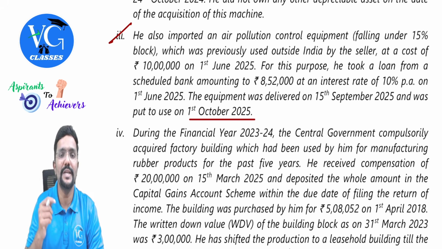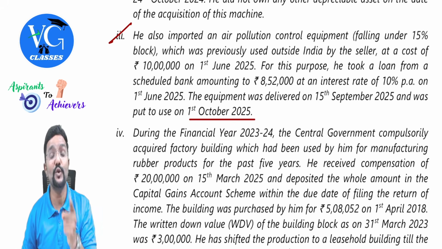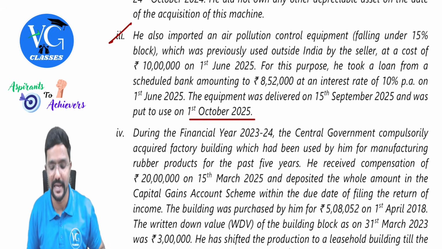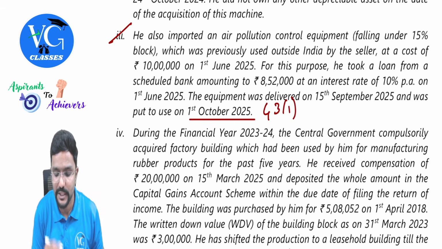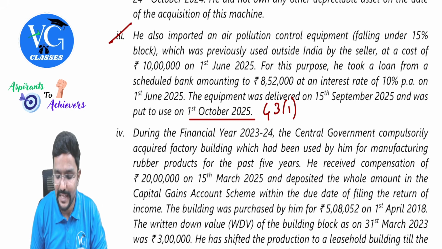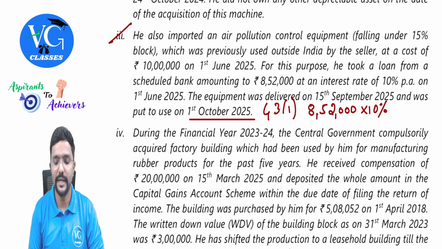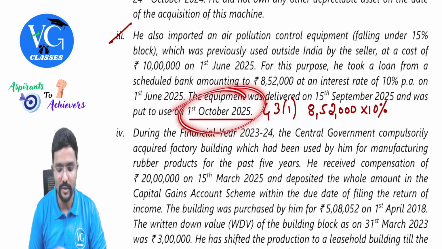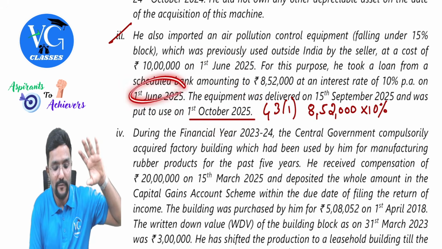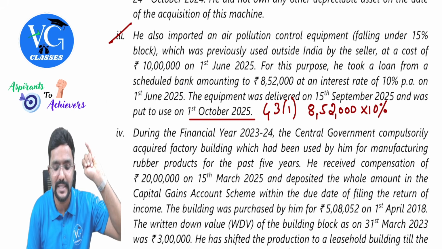Guys, if a loan is taken for the purpose of purchasing an asset, whatever interest is paid up to the date the asset is put to use has to be capitalized as per section 43 subsection 1. So how much interest has to be capitalized? Amount of loan is 8,52,000. Interest rate is 10%. Date of loan is 1st June 2025, and put to use on 1st October. June, July, August, September. So for 4 months, interest has to be capitalized, guys.